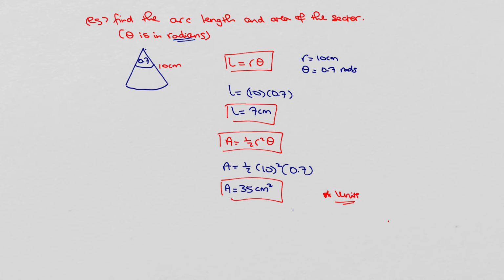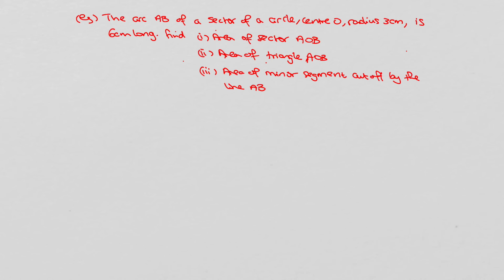Okay, so let's look at one that's a little bit more challenging. In this question, we're told the arc AB of a sector of a circle centre O and radius 3 centimetres is 6 centimetres long. So we're given radius is 3 centimetres and arc length is 6 centimetres. And we're asked to find the area of sector AOB, area of triangle AOB, and area of minor segment cut off by the line AB. So what does that look like?